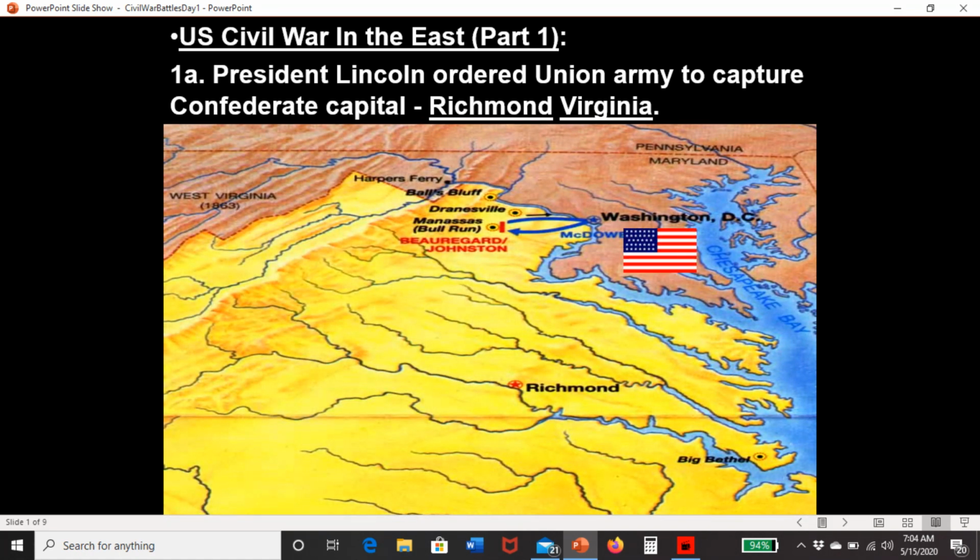And as we can see, we have Washington, D.C., and the Confederate States. We are going to focus right over here for the first slide about Bull Run in Manassas. As we go through this, there's different names given to the battles depending on which side you're rooting for or a part of.